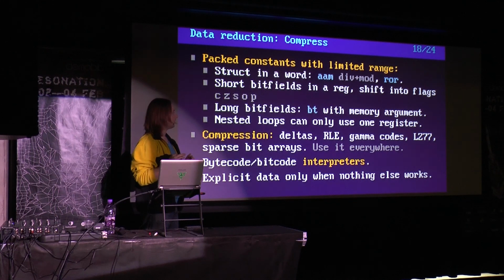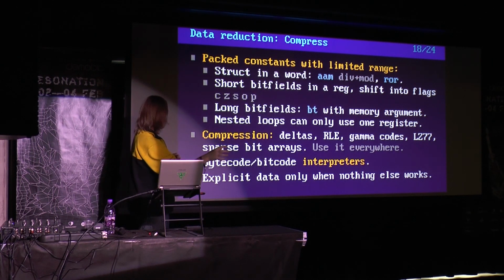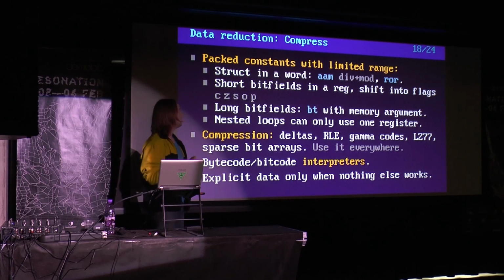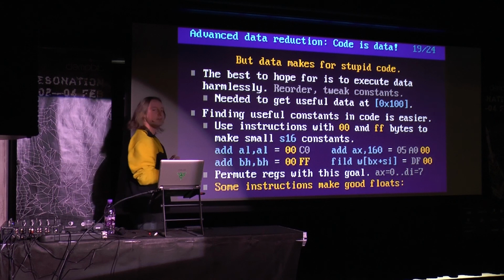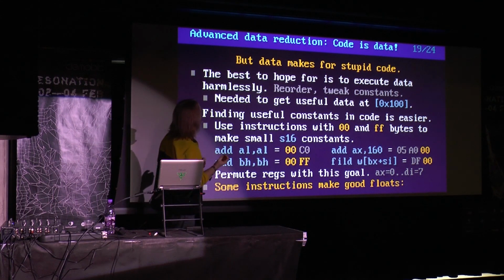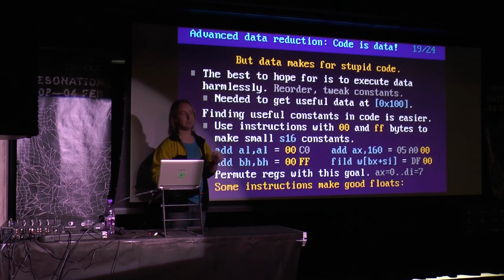This is related to gamma codes. And also use explicit data after this stage only when nothing else works, and you have something that you really need to store exactly. You can reduce data even more, because code is data too.